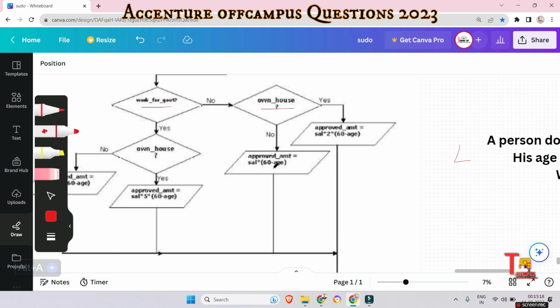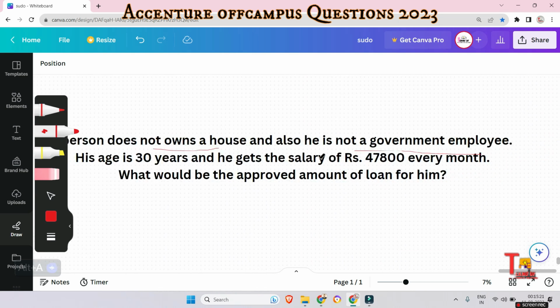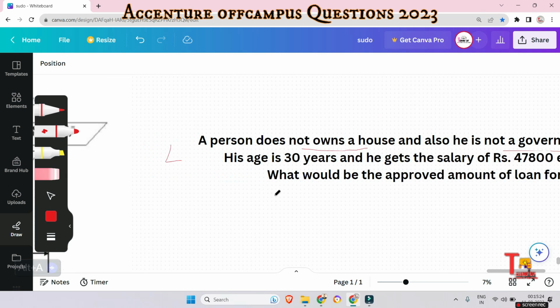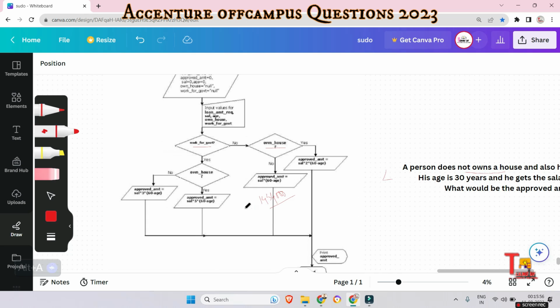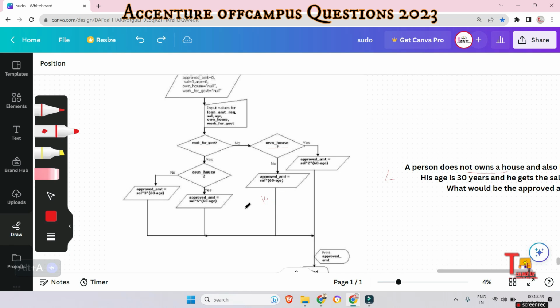So what is his salary and age? Let's see. Age is 30 and salary is 47,800. So salary 47,800 multiply with 60 minus 30, that is 30. So 4780 multiply with 30, the amount will be 1434, I think. Let's clear it, and please solve by yourself. I think this would be this, but just calculate this. I'm not taking your time, so just clear it by yourself, right?